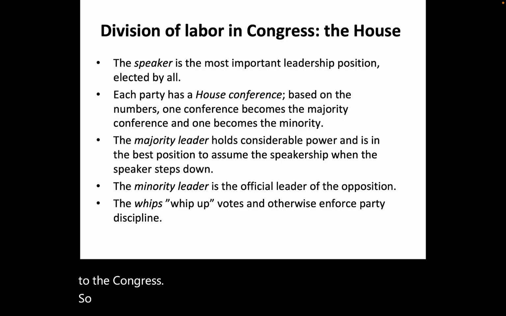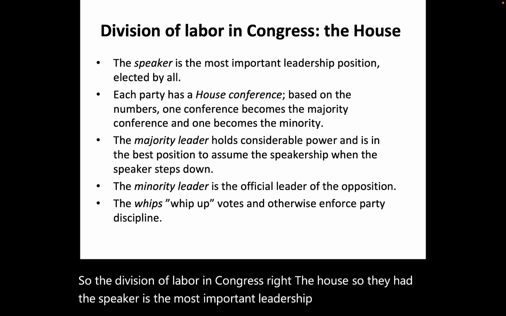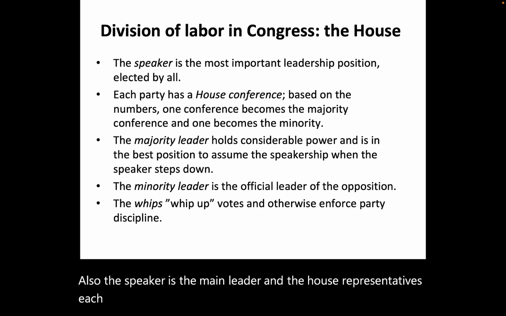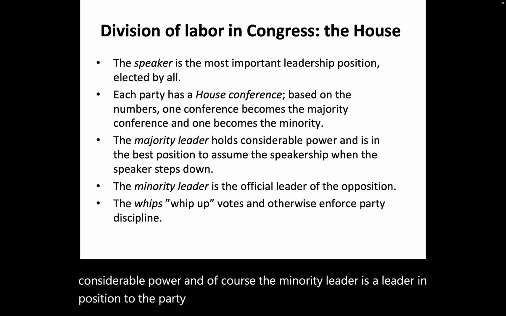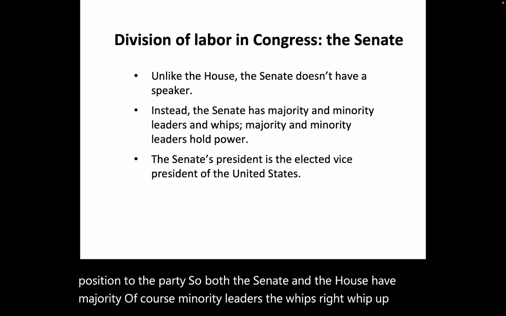So the division of labor in Congress, right? The House. The Speaker is the most important leadership position elected by all. So the Speaker is the main leader in the House of Representatives. Each party has a House conference. The majority leader has considerable power. And of course, the minority leader is the leader in opposition to the party. Both the Senate and the House have majority and minority leaders. The whips whip up the votes and force party discipline.